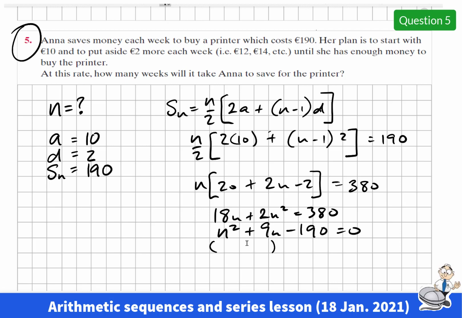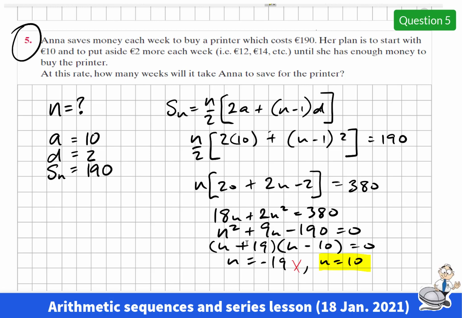I'm solving this. This is an easier one than the last one I had to solve. So the factors of this are going to be plus 19 and minus 10. So n is either equal to negative 19 or n is equal to 10. Again, because this one is negative, I reject that answer and say the solution is n is equal to 10. So that's where your 19 is coming from. Does that make sense?